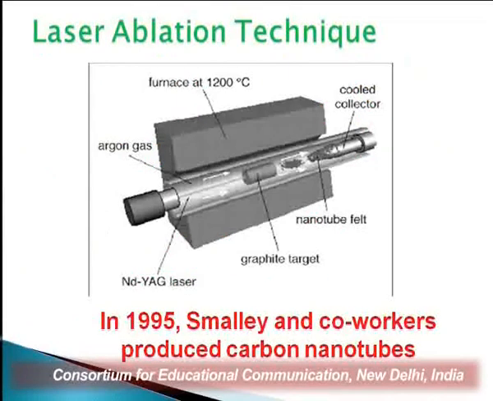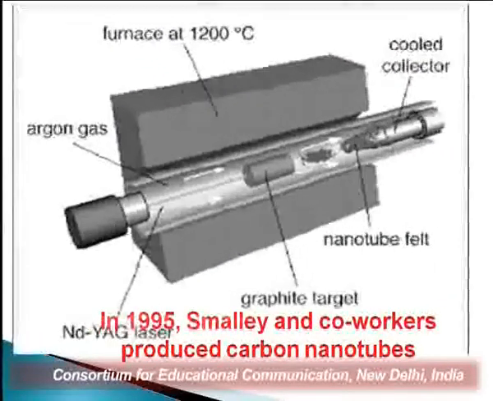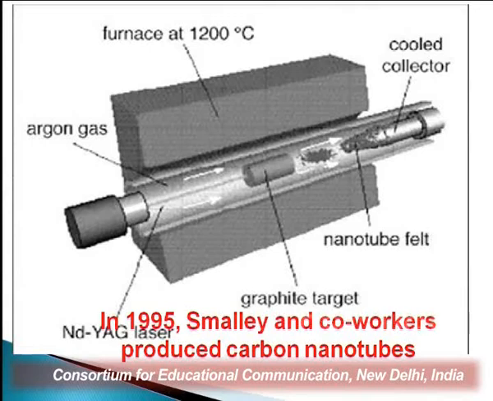So here we see in the diagram, in 1995 Smalley and co-workers produced the carbon nanotubes by using this laser ablation method. Here we are using the Nd:YAG laser for the production of the carbon nanotubes. This laser passes the laser beam on the graphite target, which is put in the furnace at a temperature of 1200 degrees centigrade, and the inert gas, which is argon gas, is passed inside the tube.